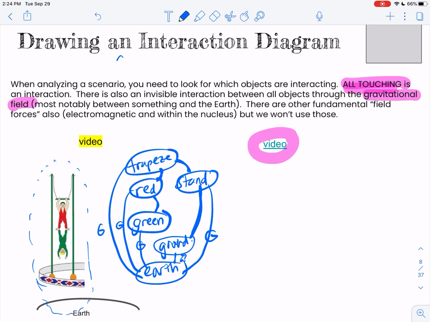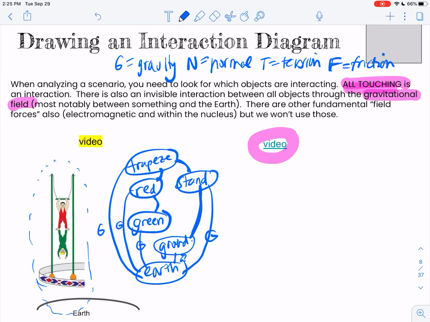And then if it's pushing, then we're going to call that a normal force, all right? If it's pulling, we're going to call that tension force, okay? And if there's any kind of shearing or rubbing back and forth, we're going to call that a friction force or a friction interaction, okay? And there's going to be a lot more about friction next week, so right now let's just keep it simple, okay?